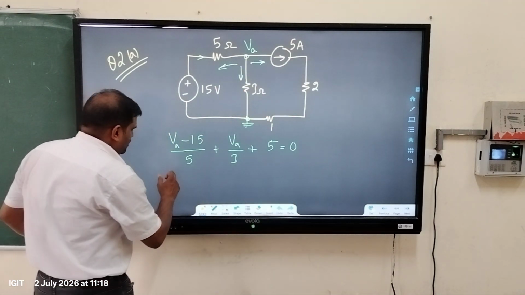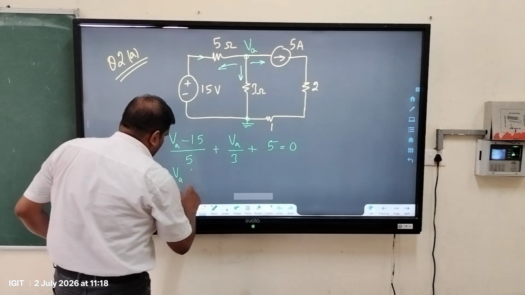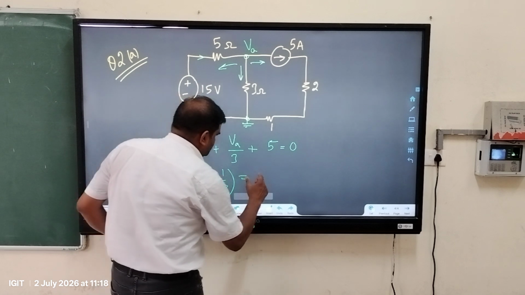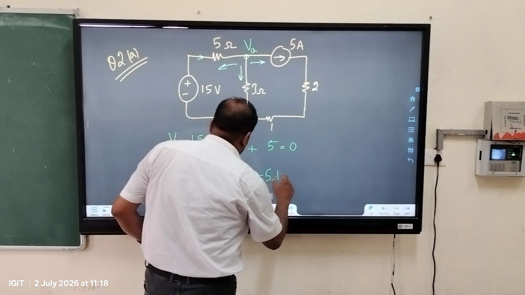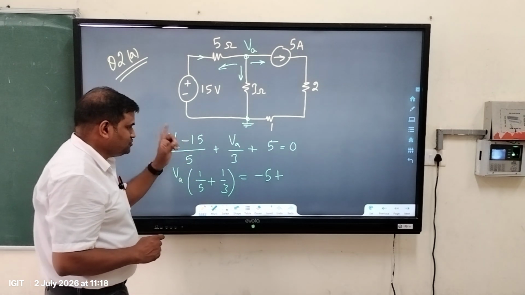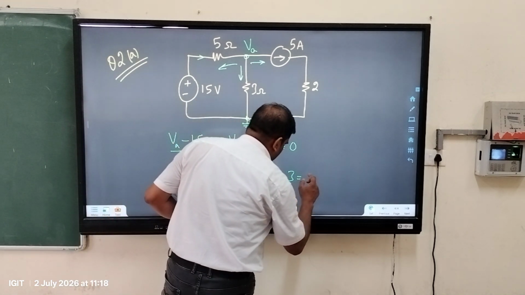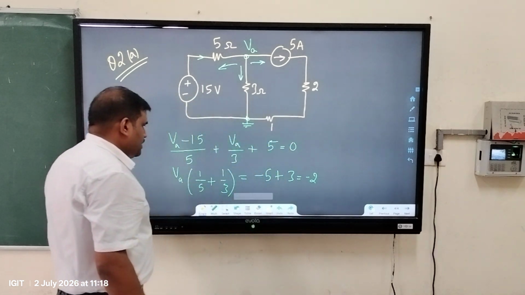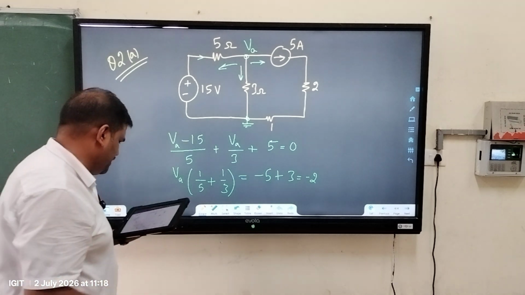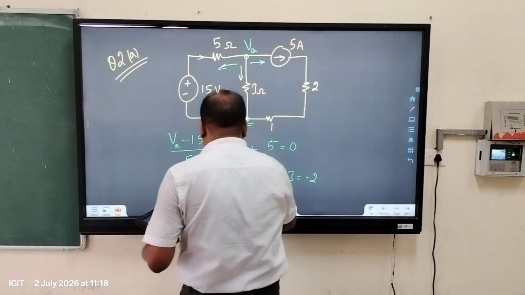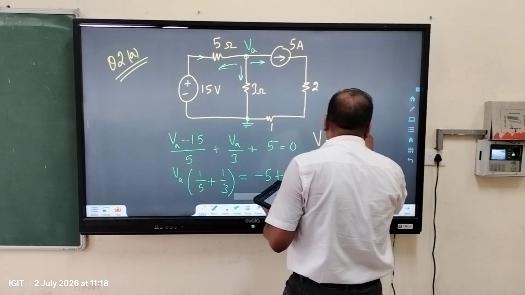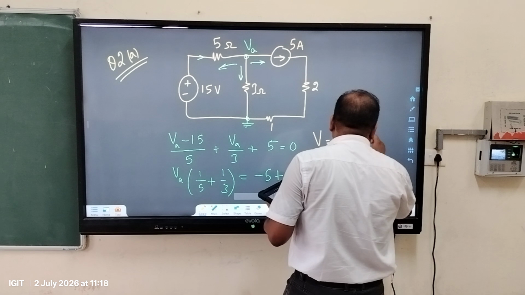If you solve this, what will happen? VA times (1 by 5 plus 1 by 3) is equal to minus 5 plus 15 by 5, right? That is 3. So this will go there, and it becomes minus 2. And if you solve this problem, you will get a negative voltage. That is, VA is coming out as minus 15 by 4 volts.